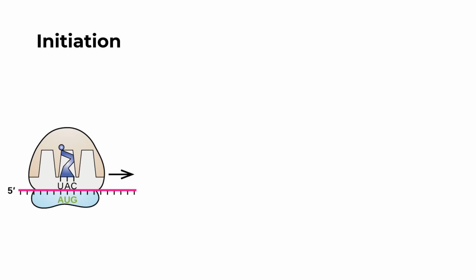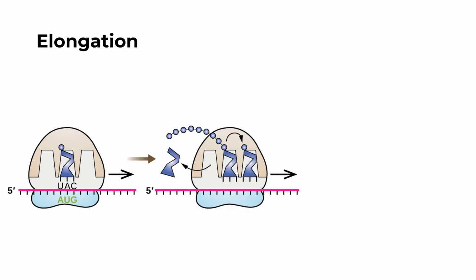Now a tRNA that is complementary to the codon in the A site will bind and the first peptide bond will be formed. The ribosome will then move down the mRNA, matching tRNAs and forming peptide bonds. tRNAs no longer carrying amino acids will be released through the E site, and the ribosome will continue to move down the mRNA chain.